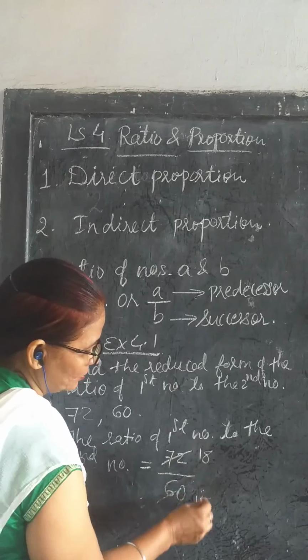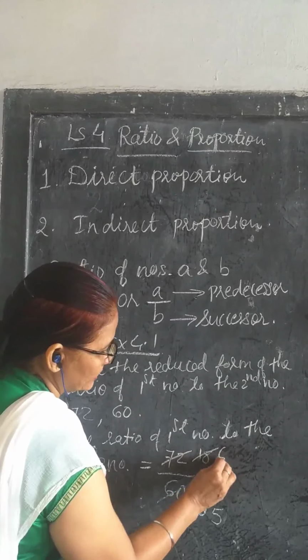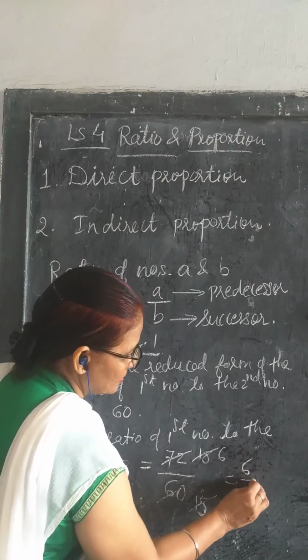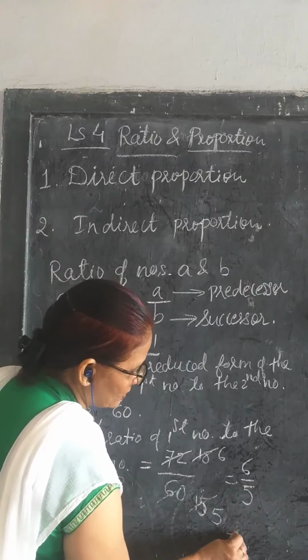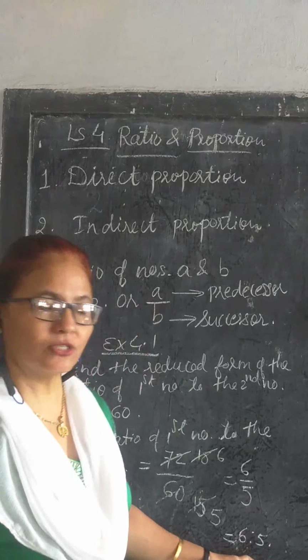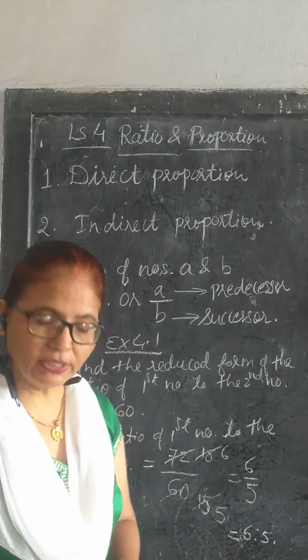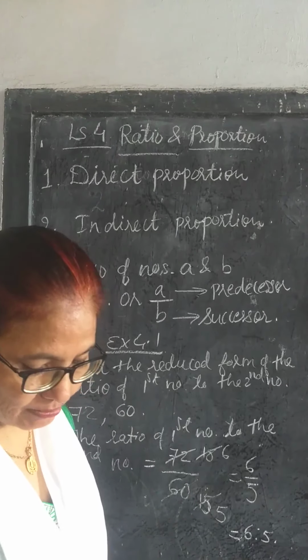18. Now after that again you can divide it by 3. So here 3 5s are 15 and 3 6s are 18. So what is the answer? 6 by 5, or you can say 6 is to 5. 6 is to 5 is the ratio of 72 and 60. So in this way you can solve the remaining examples also.